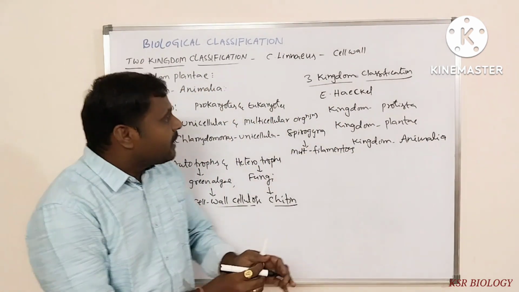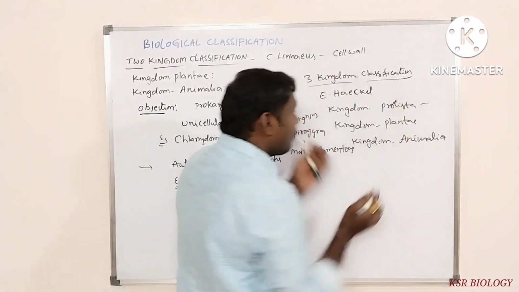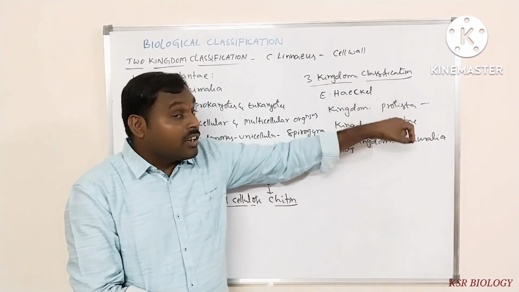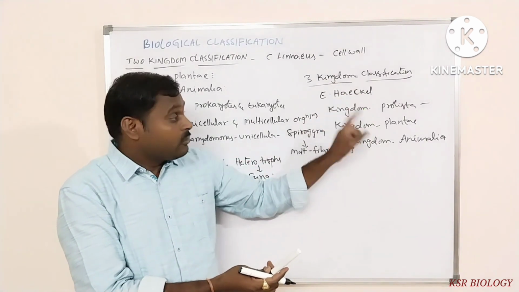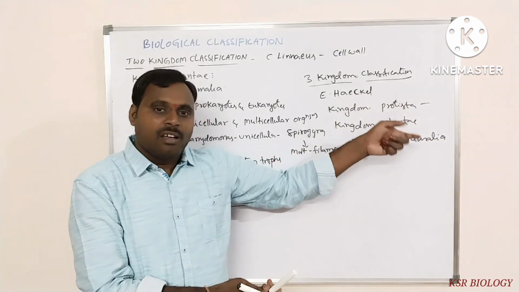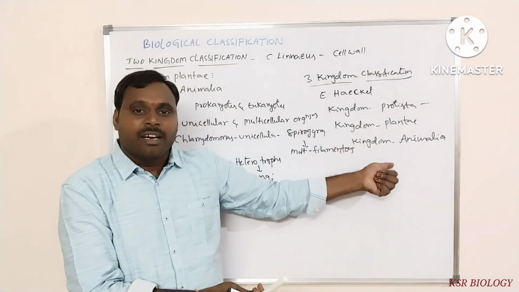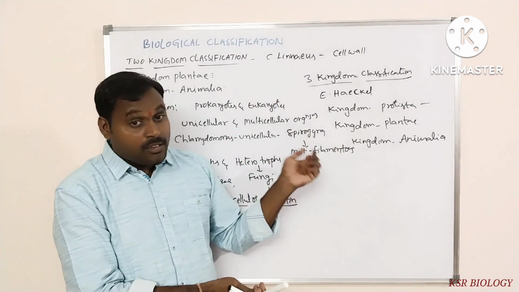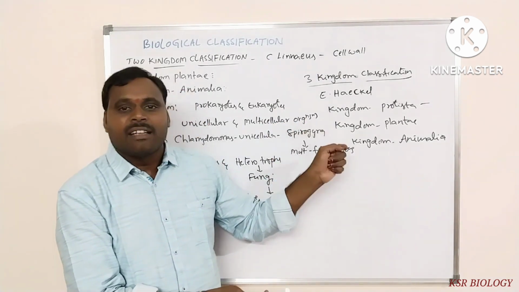So what did he do? He separated all unicellular organisms and placed them under kingdom Protista. Which organisms did he place? Prokaryotes, protozoa, amoeba, cyanobacteria. All the chrysophytes, dinoflagellates, all these members are placed under kingdom Protista. And all multicellular green photosynthetic plants are placed under kingdom Plantae, and animals are placed under kingdom Animalia. So this is the three kingdom classification. It made some progression over the two kingdom classification, but still it is inadequate.